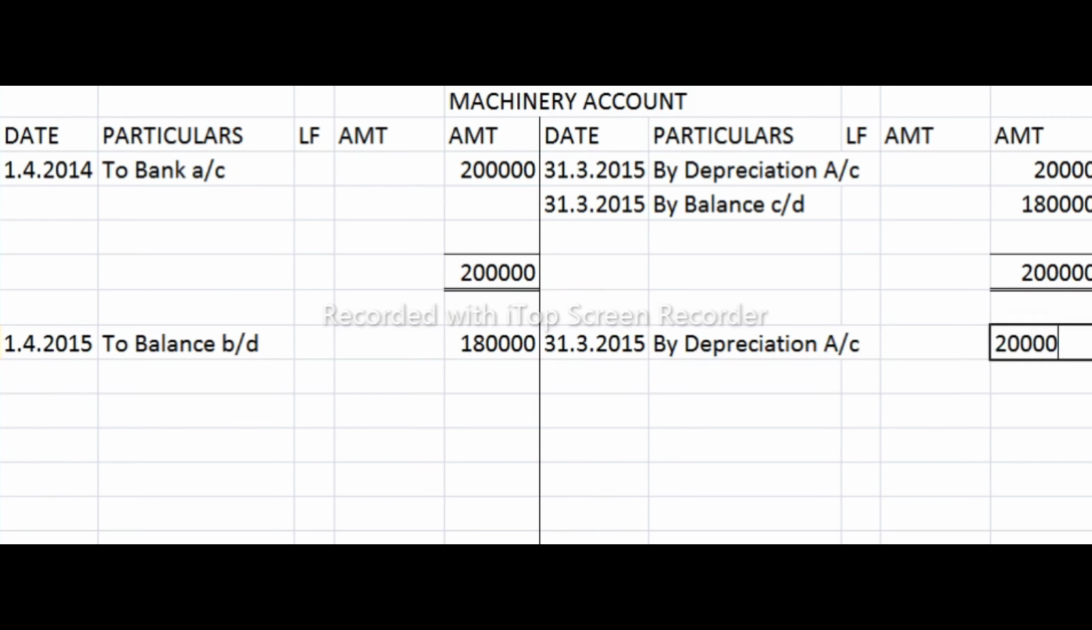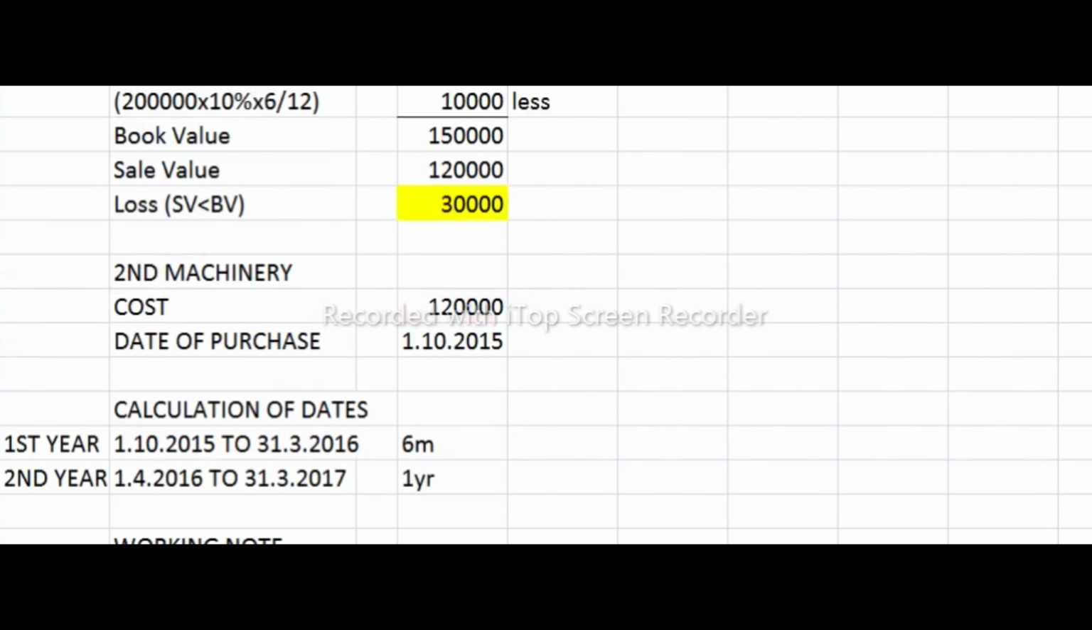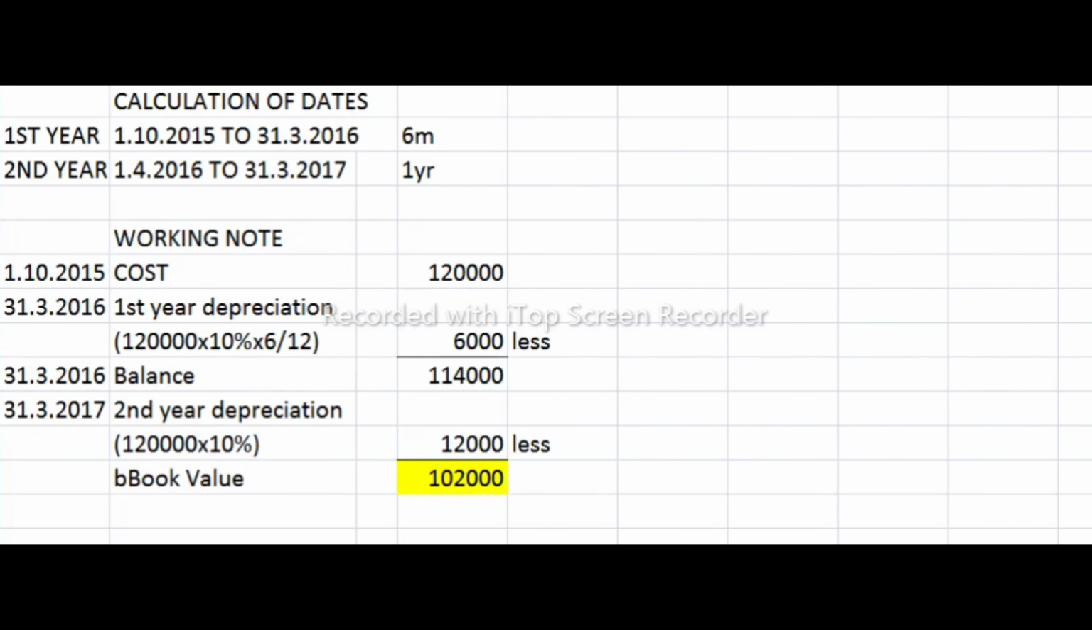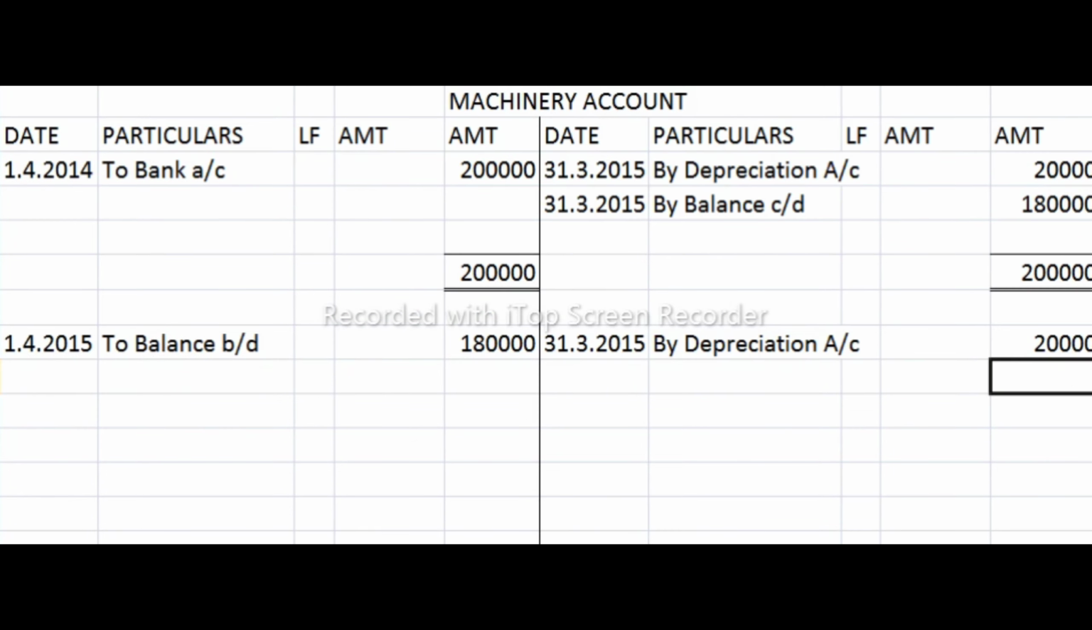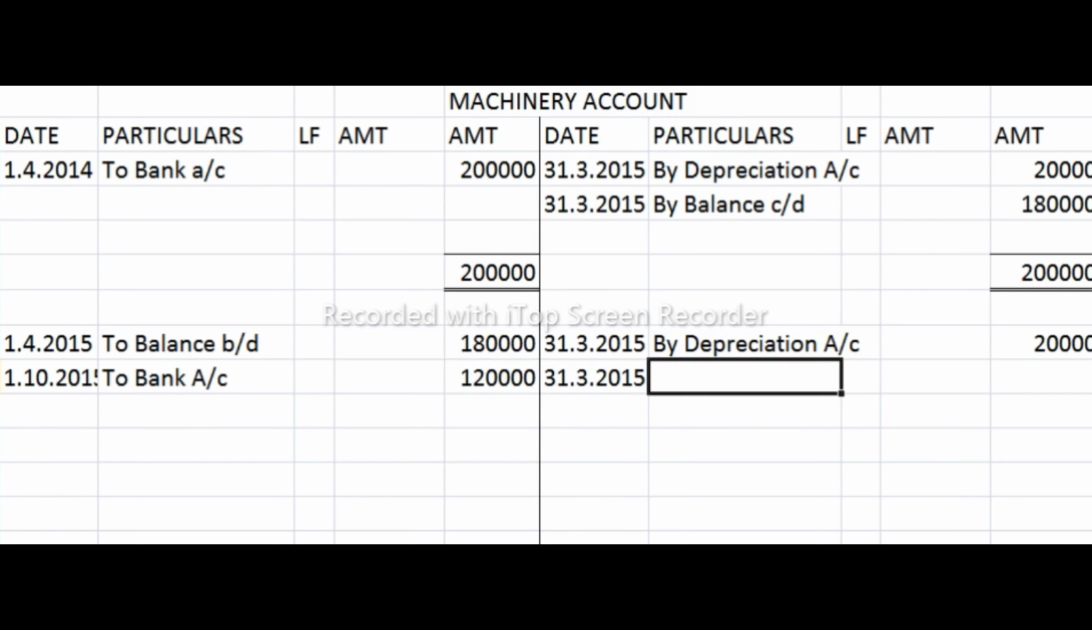Next, during this year only, we have bought the second machinery. So the second machinery we have purchased on 1/10/2015. So the journal entry for the purchase of machinery is machinery account debtor to bank account. So go to the debit side of the machinery account and write the opposite account's name, which is to bank for the second machinery. So we purchase a second machinery for 1,20,000. So write that amount down on the debit side.